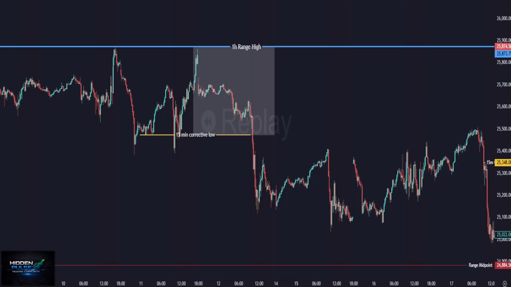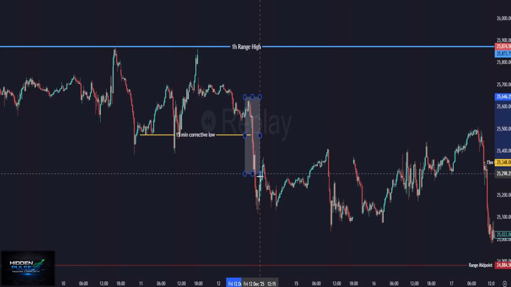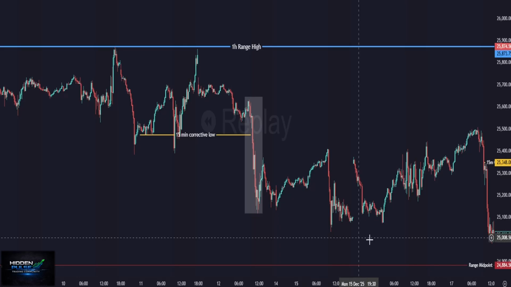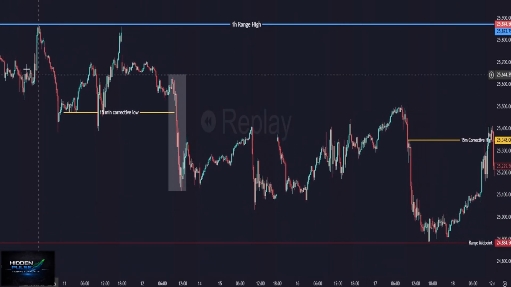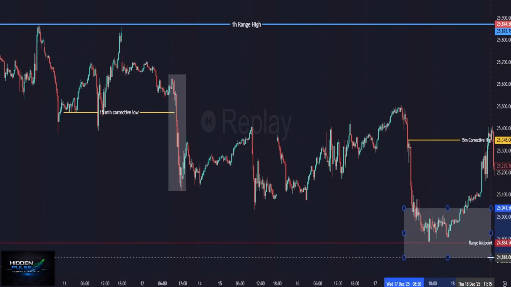A rejection from the range high alone does not flip our bias bearish. That only happens if price shows clear displacement below the corrective low. That shift happens when price displaces through the corrective low, which flips our bias to bearish. At that point, the algorithm tips its hand and tells us it wants to rotate back toward the 1 hour range midpoint. I hope this video helped further clarify how to apply the framework I outlined in the previous video.